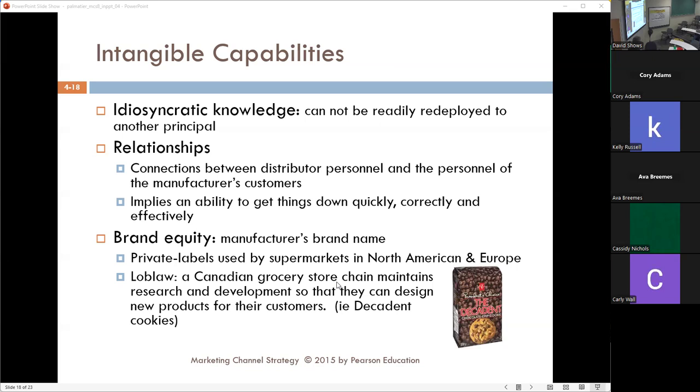The other is, how good are your relationships? If the connections between the personnel are really good, we can get things done quickly and effectively, then basically maybe we don't need to go further. Maybe the advantages are there enough.